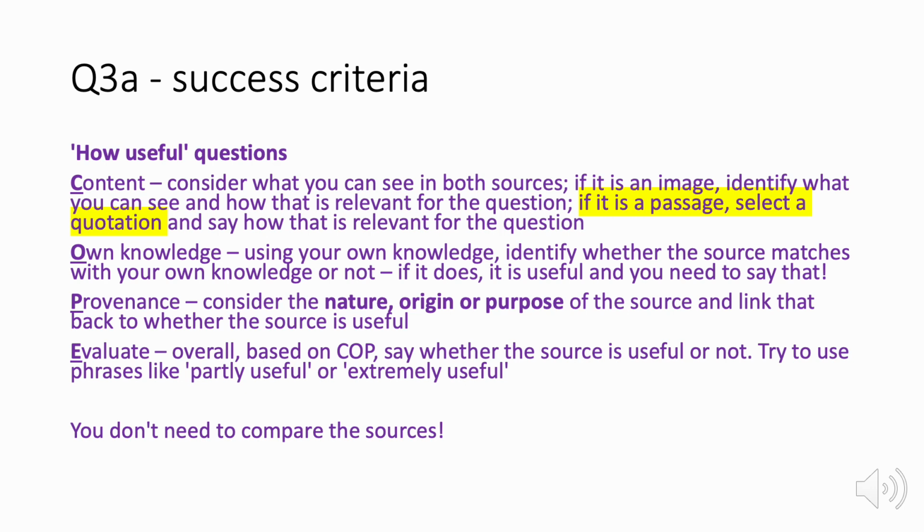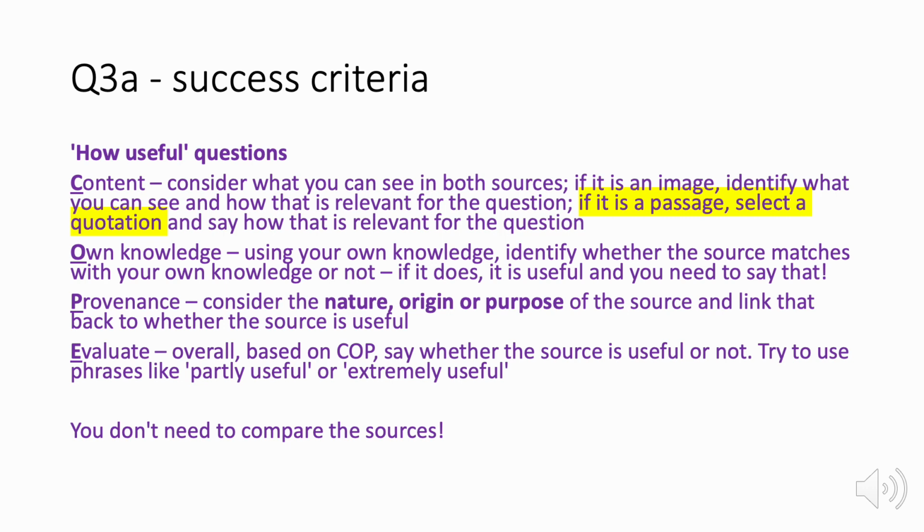If it's a passage, you then need to select a quotation and do the same thing. You need to pick a quote and then tell me how that tells us about the challenges faced by the Weimar Republic. So you could pick the bit where it talks about printing lots of money, and obviously that's referring to hyperinflation. You could then talk about how economic issues were a problem for the Weimar Republic.